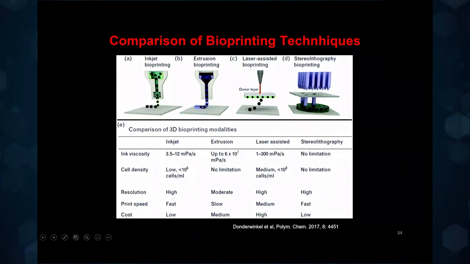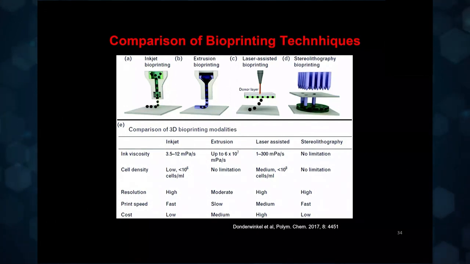By inkjet, you get very good resolution. The same is also true with stereolithography. With extrusion bioprinting, it's not so great, but that's probably the most established bioprinting technique that's used around the world. In terms of the speed, you get very high printing or fast printing with inkjet and stereolithography, and slowest with extrusion. In terms of cost, here again, depending on how versatile your equipment is, it can vary quite a bit. Although if you were to get one of these commercial printers, I would say the most choices that you would have would be with your extrusion-based bioprinters.